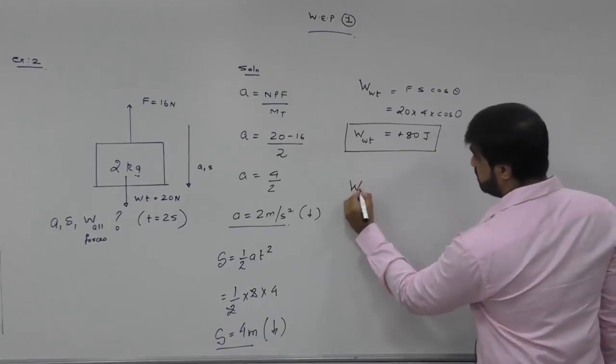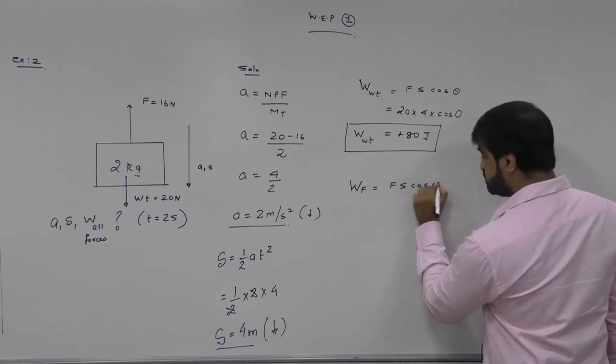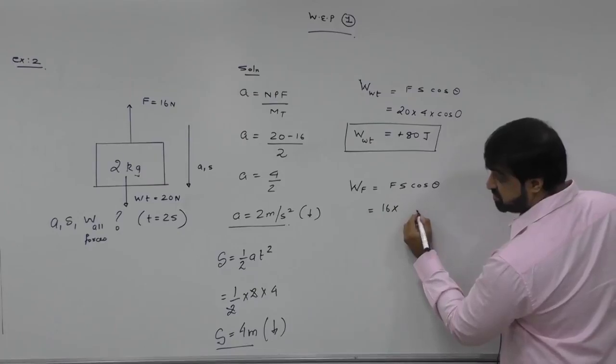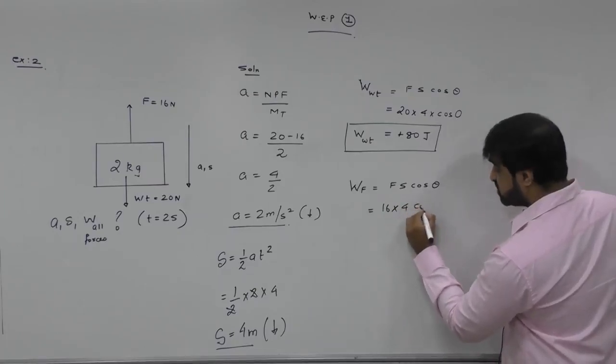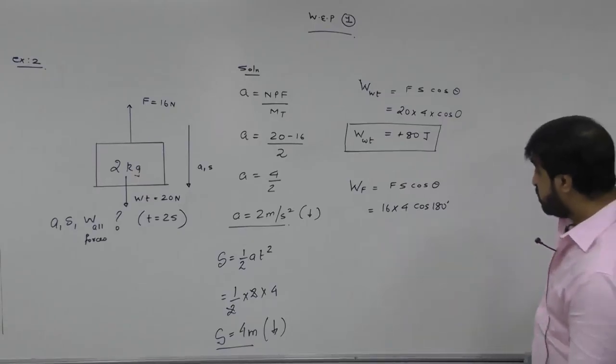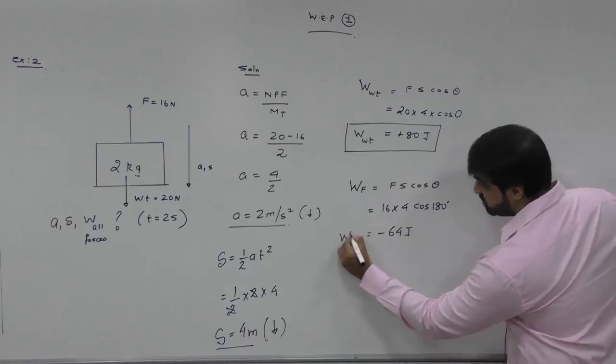What is the work done by capital F? Fs cos theta. How much is the F? Up 16. Where is the displacement? 4. And how much is the angle between them? 180. So how much is the answer? Minus 64 joules. That is the work done by capital F.